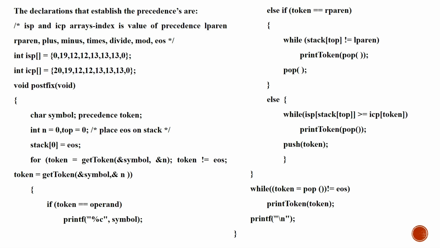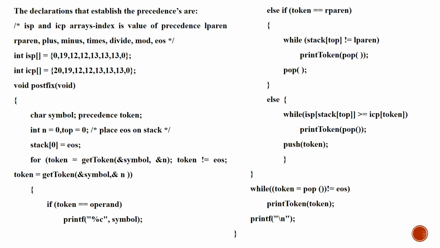Fine. So this is how the conversion will be done, based on the precedence. When we get the first operator, we push it to the stack. With the second one, we are going to compare. If the first operator's precedence is higher than the second operator's precedence, we will pop that operator and print it. If not, we are going to push the second operator also to the stack.